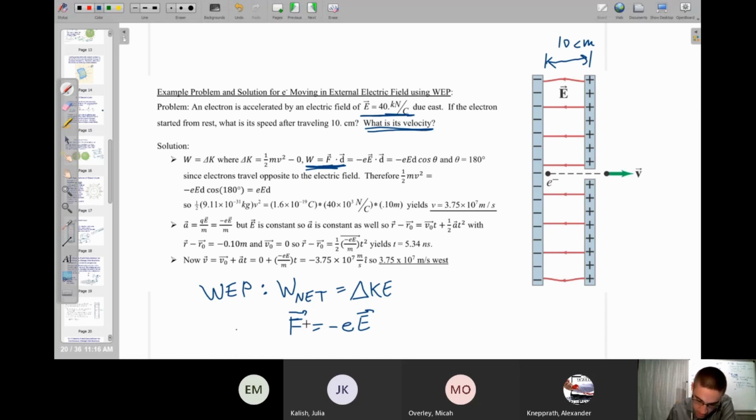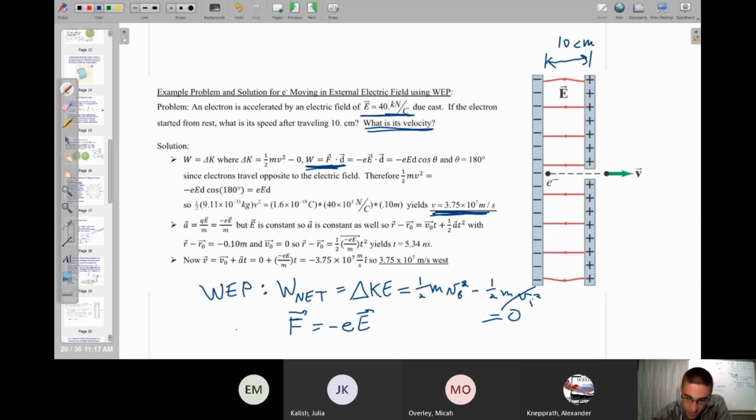The distance here would be 10 centimeters, and set this equal to 1/2 mv squared, because that's the change. It starts from rest, so it's 1/2 mv final squared minus 1/2 mv initial squared. And v initial, it starts from rest, so this is equal to 0. And you could use this to get the final speed of the electron using the work energy principle.